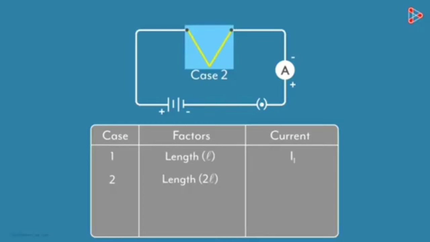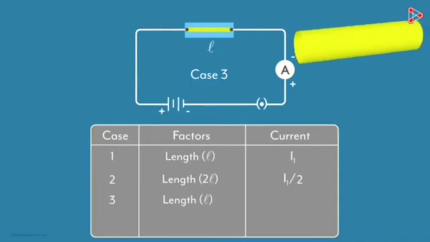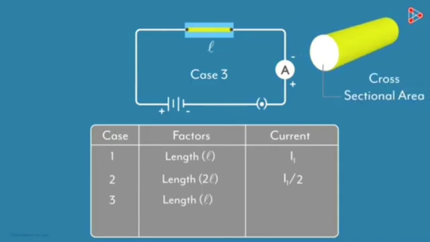Now here the length of the conducting wire is increased to twice, keeping the thickness the same, keeping the cross-sectional area the same. As the length is doubled, it is observed that the current is reduced to half. This has been seen in the ammeter. Now in the third case, keeping the same length of nichrome wire, meaning in the first, second, and third cases the material is the same, here the cross-sectional area is going to be increased.